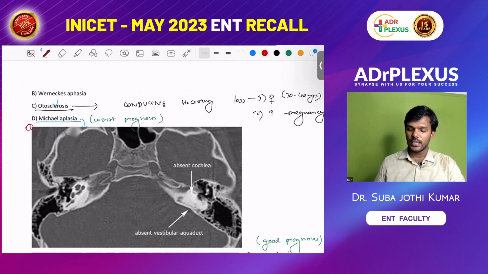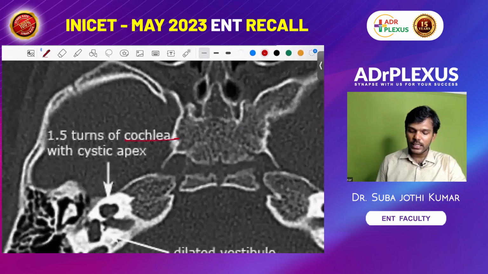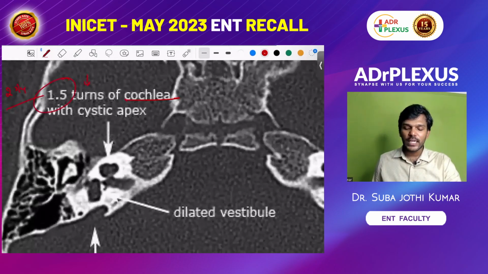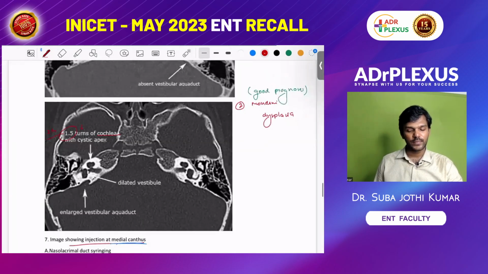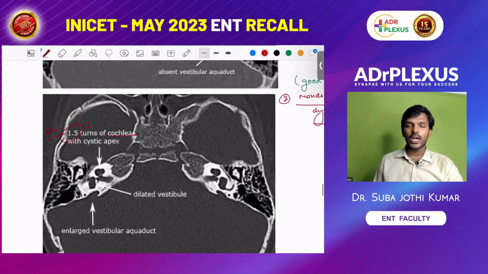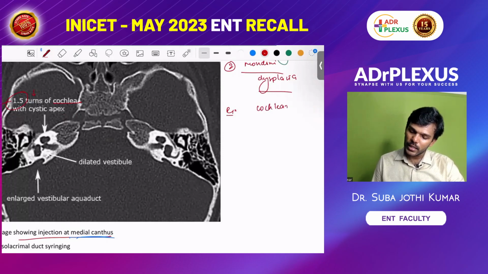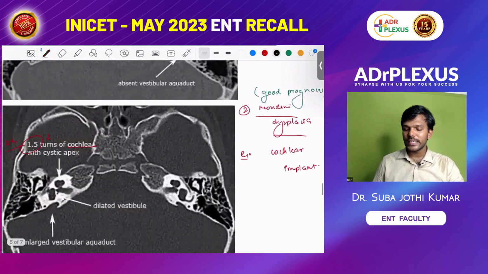See here, in Mondini's dysplasia, only the cochlear turns, instead of 2.5, have been reduced to 1.5 turns. Only the number of turns has been reduced in this disease. So the patient will not have many symptoms. The patient will have sensorineural hearing loss, but the treatment for this patient will be a cochlear implant. So it is less severe, you could treat easily.